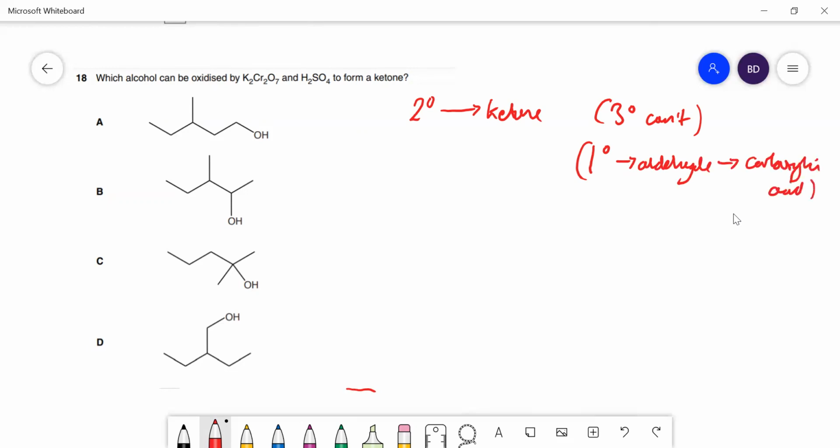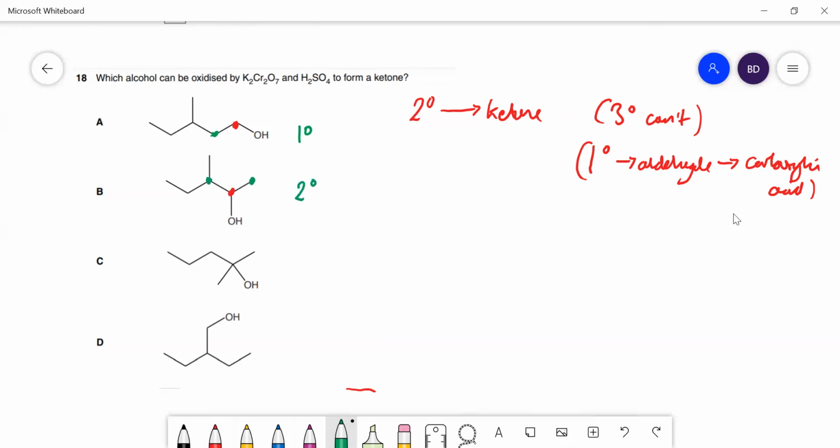So which one of those is a secondary alcohol? Well, look at where the OH is attached, to that red carbon there in A. That's only attached to one other carbon, so that's a primary. Let's have a look at B. There's the carbon which is attached to the OH. How many carbons is that attached to? One there and another one there, two. So that is a secondary. So B is our answer.